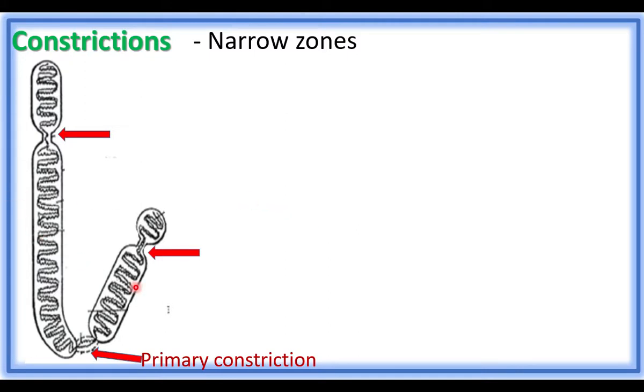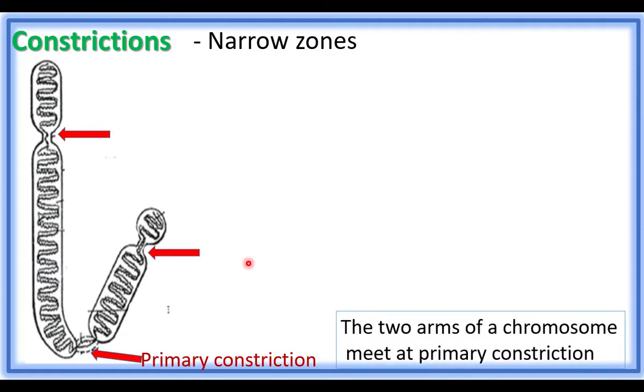Here in this diagram we see a single chromatid. It has two arms. The two arms meet at a particular point. That is called the primary constriction. What is primary constriction? The two arms of a chromosome meet at the primary constriction. The primary constriction has an important structure called the centromere. Centromere is present at the primary constriction.